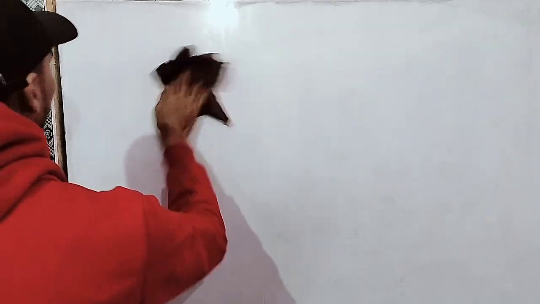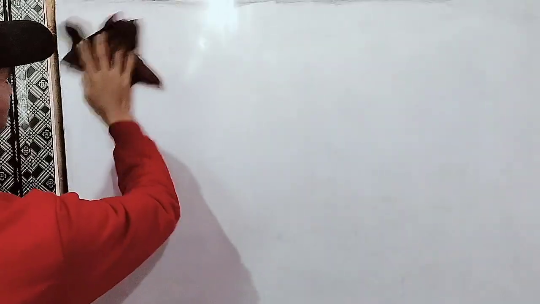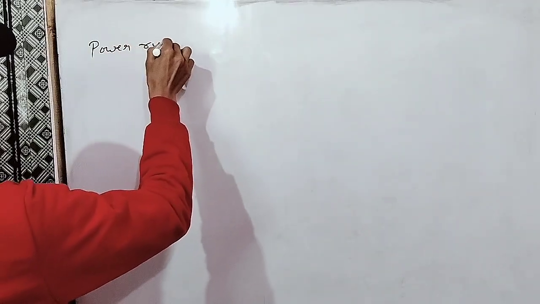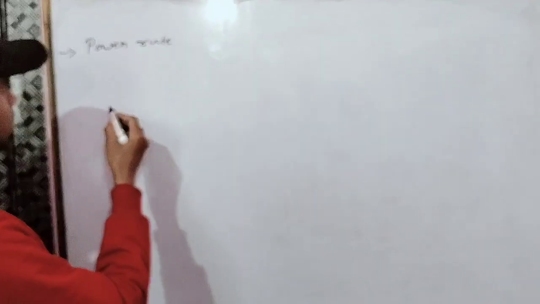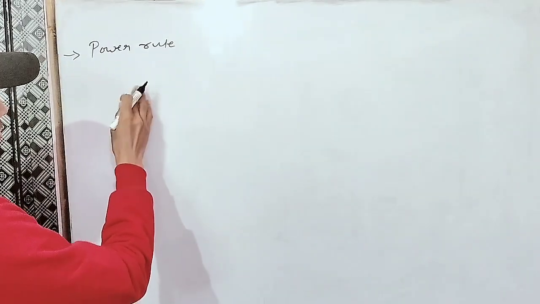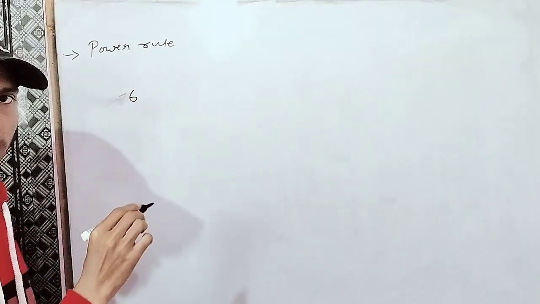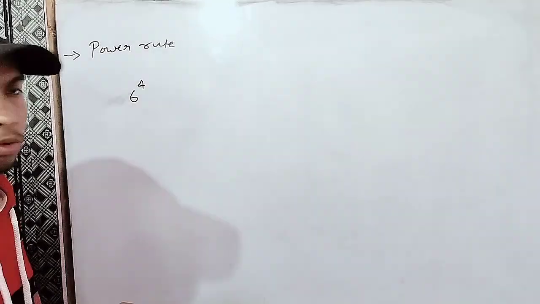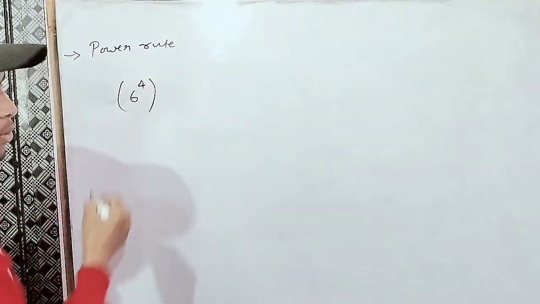Power rule. The meaning of this is it says power rule. Power. How much? We have, let's say, six. Okay, six. And the exponent is how much? Four. Now we have a power rule.